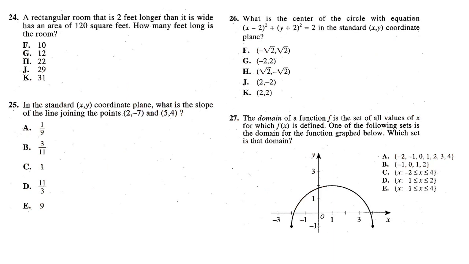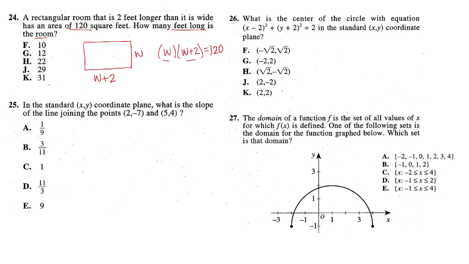All right, number 24. We have a rectangular room, and we are told that the length is 2 feet longer than it is wide. So if this is the width, then the length is W plus 2. And we're told that the area is 120. So let's think about what's going on here. W times W plus 2 is 120. And they just want to know how long is the room.